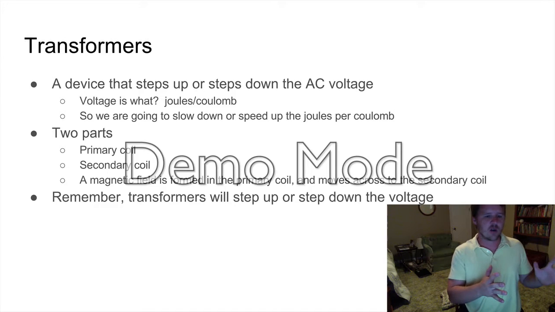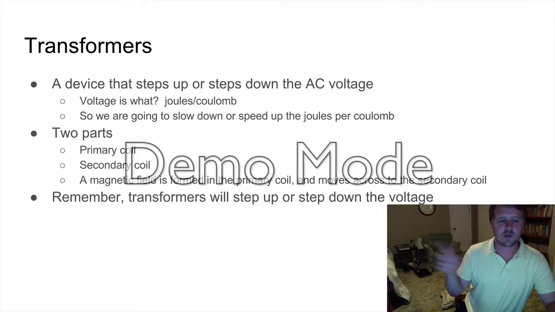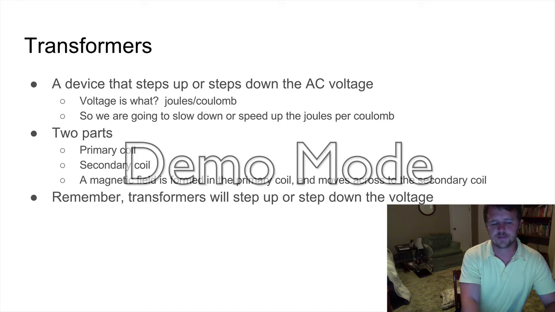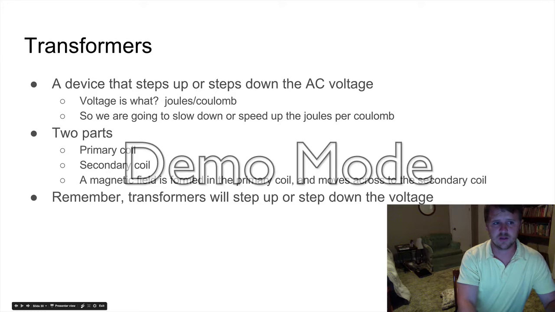Well, there's a primary coil and a secondary coil. Once again, we're talking about coils, kind of like that electromagnet. So a magnetic field is formed in the primary coil and moves across to the secondary coil. And by changing the number of coils, you can step up or step down the AC voltage. So remember, transformers will step up or step down the voltage.